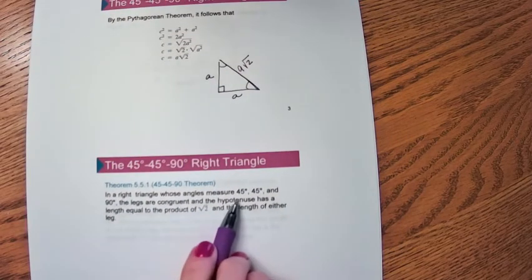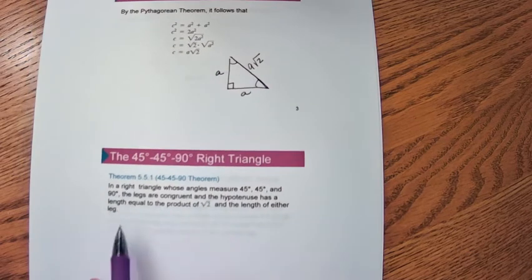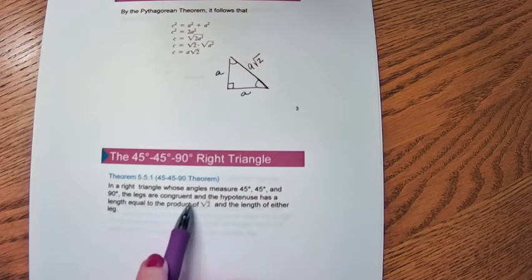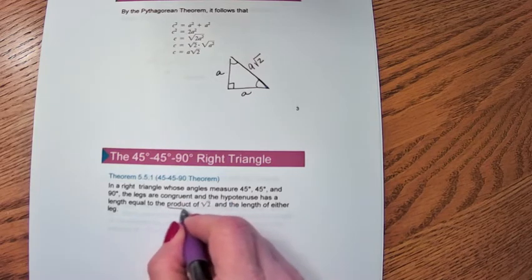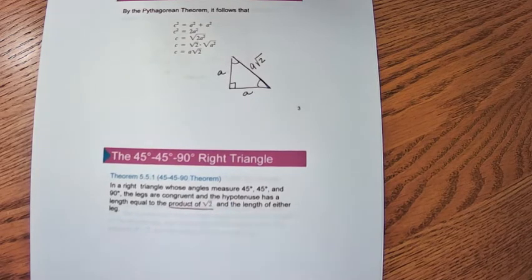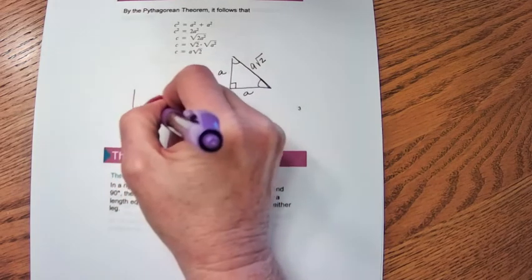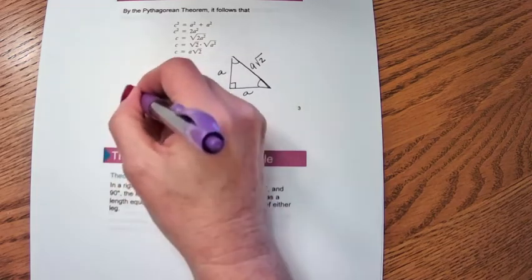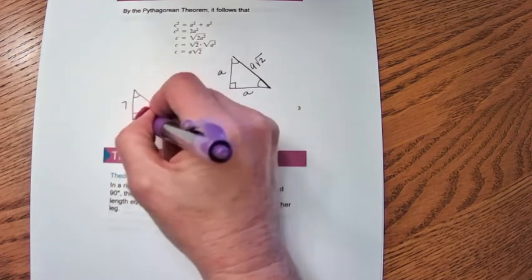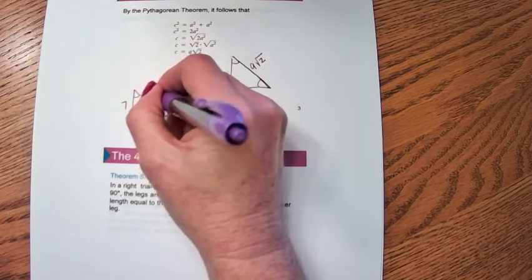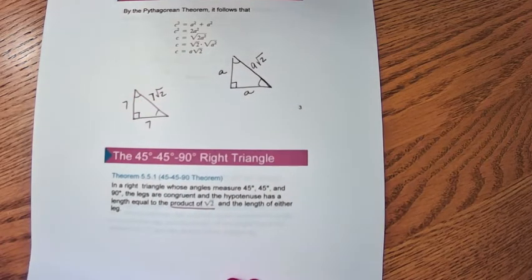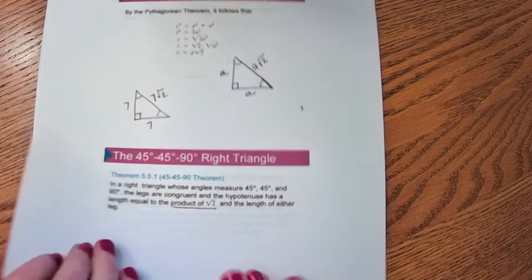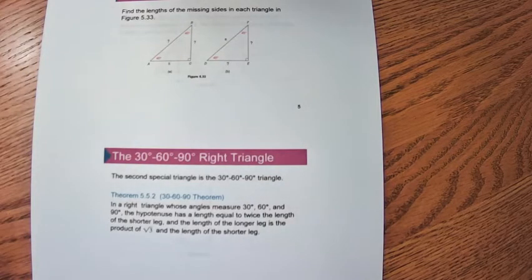So in a right triangle whose angles are 45, 45, and of course the 90, the legs are congruent, and the hypotenuse is always that number multiplied by the square root of 2. So if I had a right triangle here that was 7 and 7, I would know my hypotenuse is 7 square root of 2. So you just kind of memorize that: a times the square root of 2.